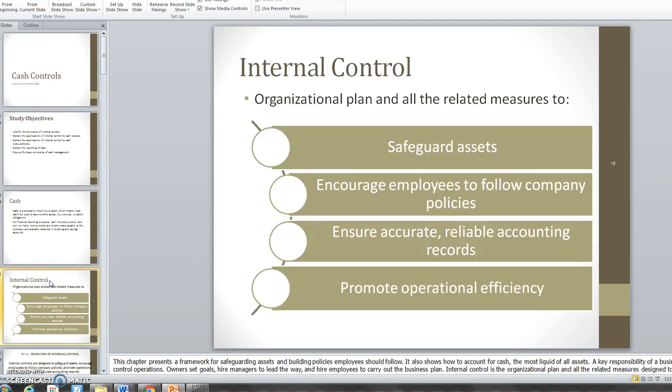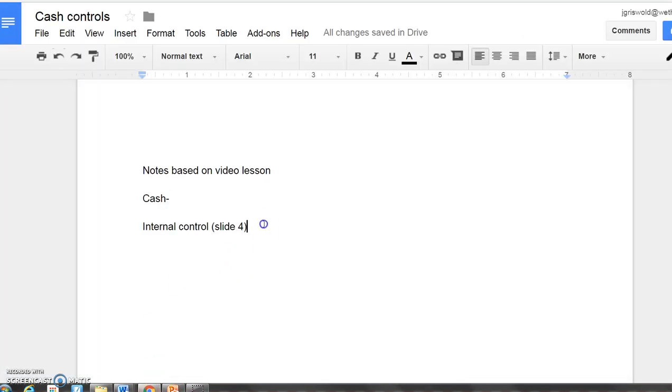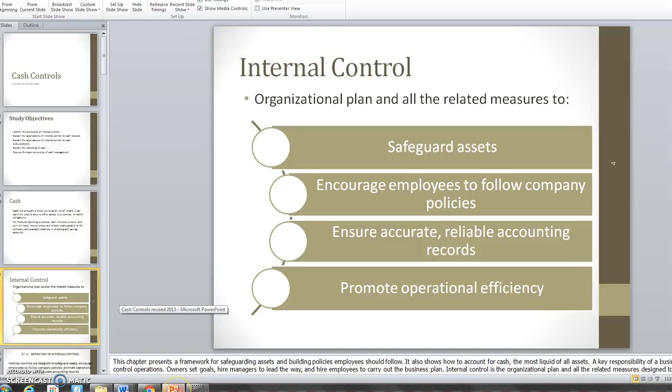Internal control. These are the different measures. You want to safeguard, protect your assets, encourage employees to follow the policies, ensure accurate, reliable accounting records, promote operational efficiency. Pause at this point and summarize internal control measures. Let's continue.